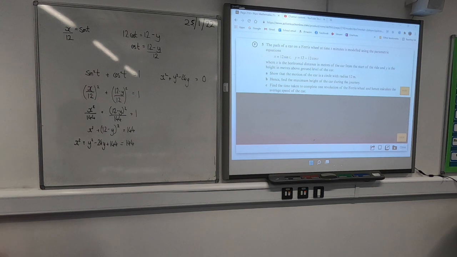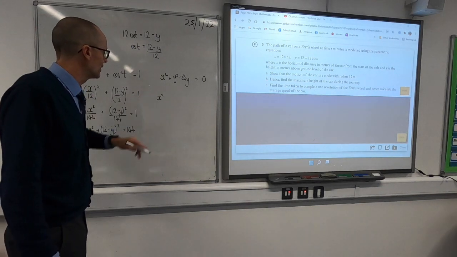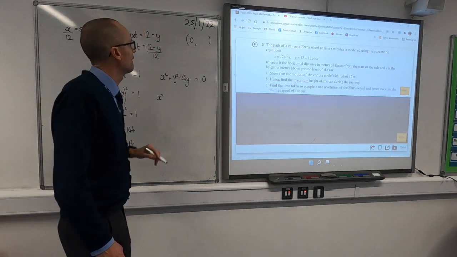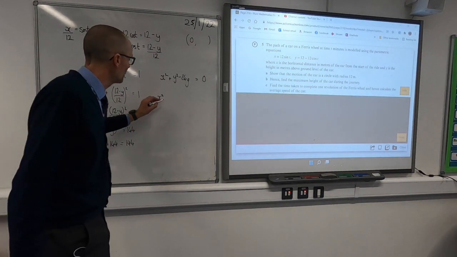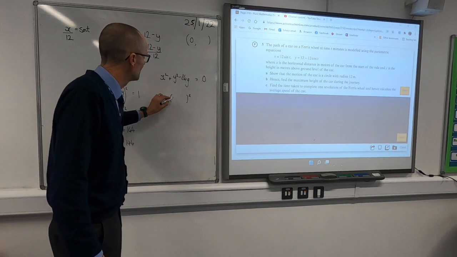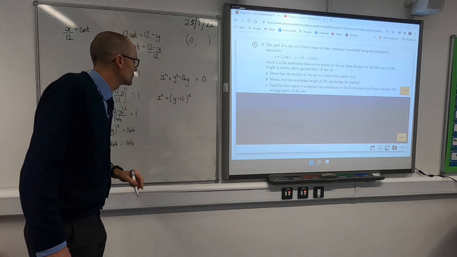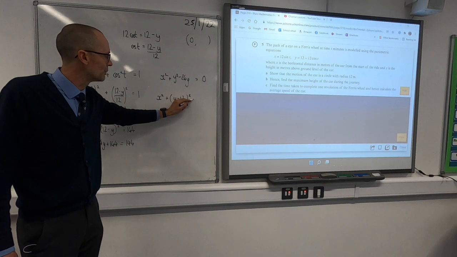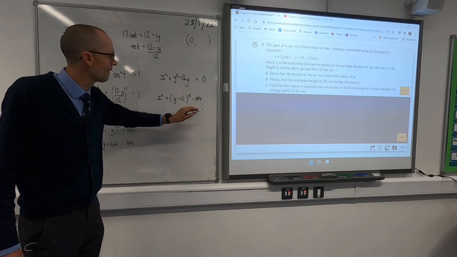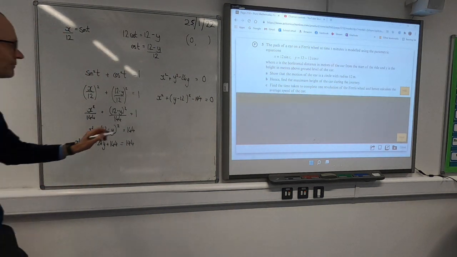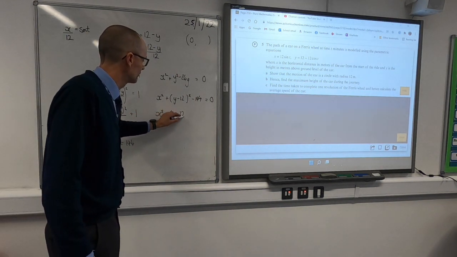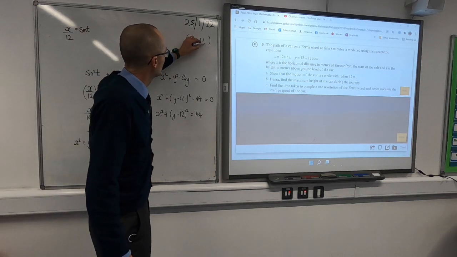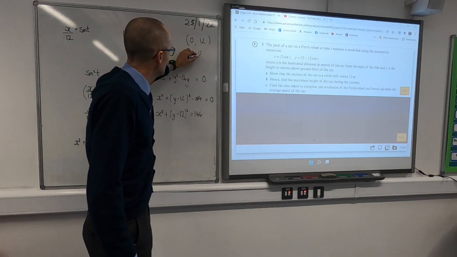Now that's good news in terms of writing this as a circle because I've got no other x's. So I know that there's no x bracket, so I know the centre of my circle is going to be zero. So Pat, what's going to go in the y bracket? 12. Y minus 12 squared, that's right. That's going to give me y squared minus 24y. It's also going to give me 144, which I don't want. So I have to take that away. The picture is complete. I know the centre of the circle is 0, 12, and the radius is 12.